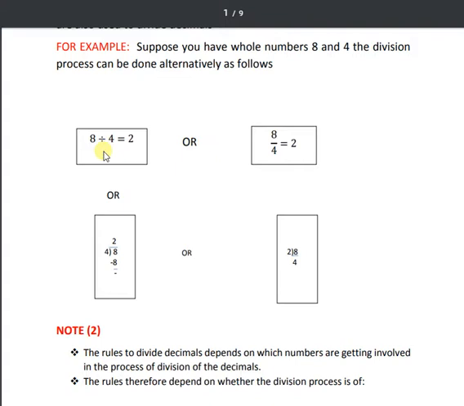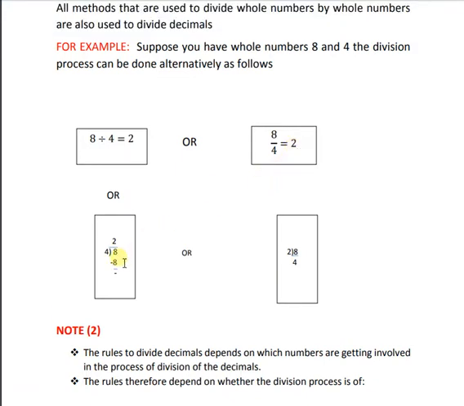The first one is this. You write 8 and you put this division symbol, you divide by 4, and it is known that 8 divided by 4 is 2. Or you can write 8 over 4. This becomes the denominator and this is the numerator, and when you divide you get 2.